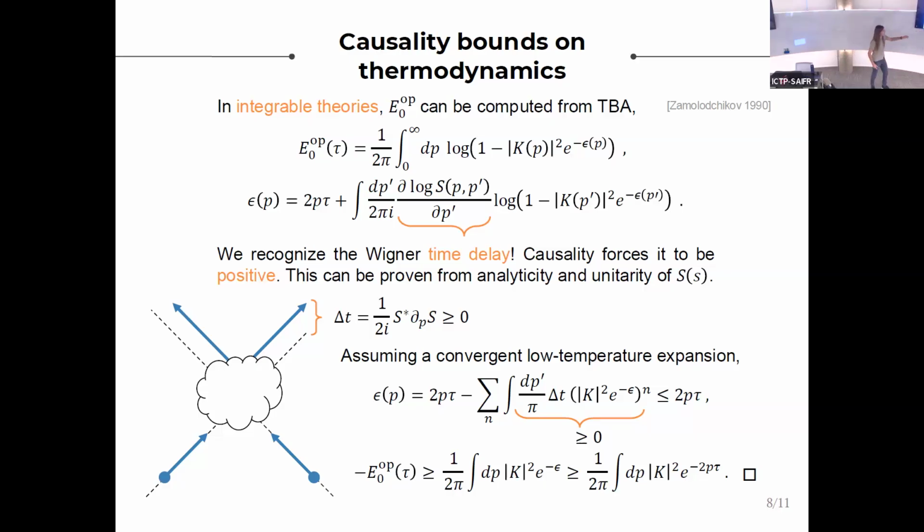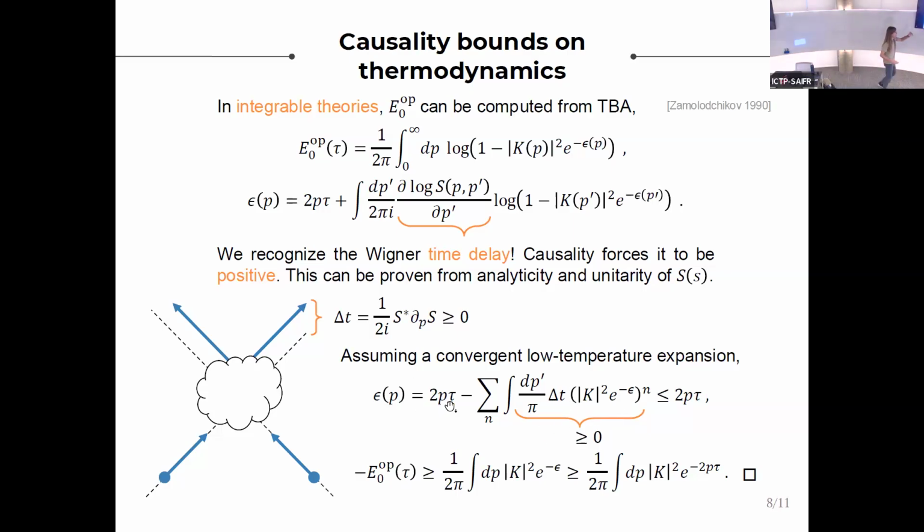What does that mean? When you compute this TBA, you do it iteratively. You want to do it on a computer, and you start with long tau, and you start adding corrections in 1 over tau. And the assumption that I told you before, that there's a smooth limit to the UV, is essentially the statement that this low temperature expansion should converge at smaller and smaller tau. So you just expand the log, and you see that all the contributions to the free energy from this formula are positive, using the fact that the time delay is positive.